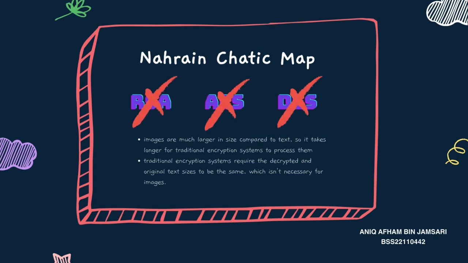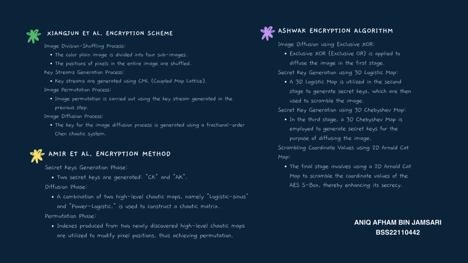Chaos signals have special qualities that make them great for encrypting images and making encryption systems stronger against attack. Because of this, mixing chaos theory with cryptography is a big deal in keeping information secure. Several image encryption schemes have been created before the chaotic Narain map. For instance, a new color image encryption scheme was introduced by Xiang Jun.